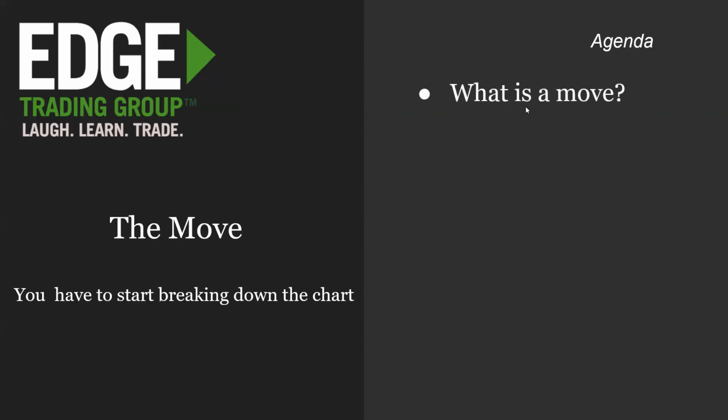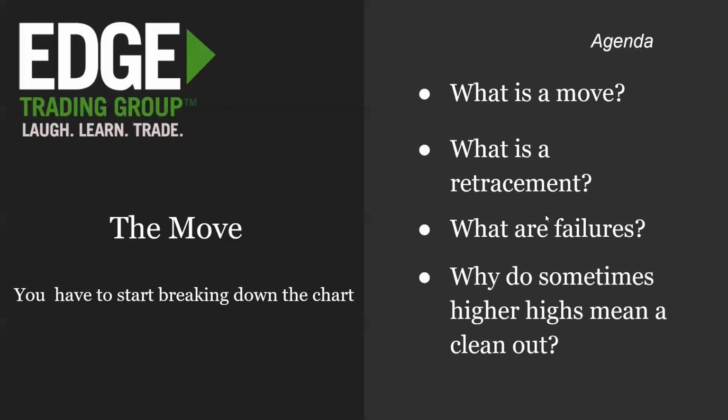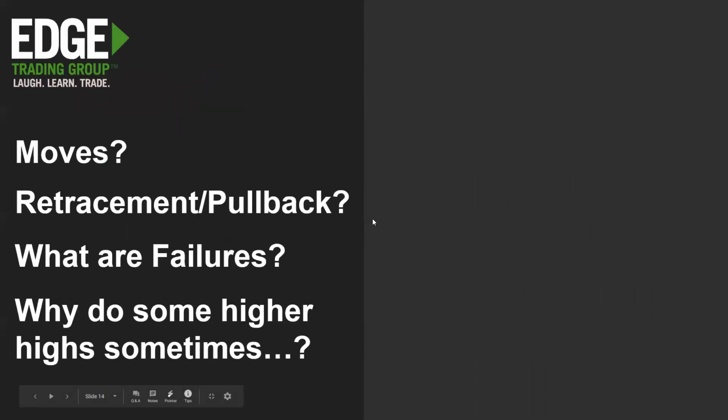A couple questions we're going to answer. What is a move? What is a retracement or a pullback? Means the same thing, pullback, retracement. What are failures and how do we see them? And why do higher highs sometimes mean a clean out? Higher highs generally mean, hey, we're going up. That's what you need for an uptrend. And that's true, but they can sometimes mean a clean out, so you got to be careful. I'll tell you what that means as we go along, and I'm going to do some illustration. So let's go through these questions.